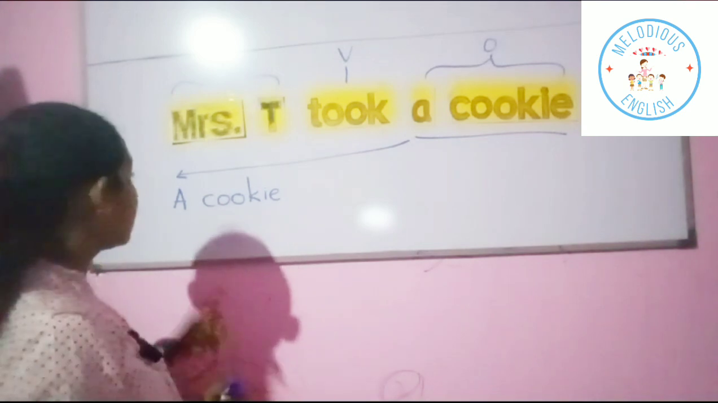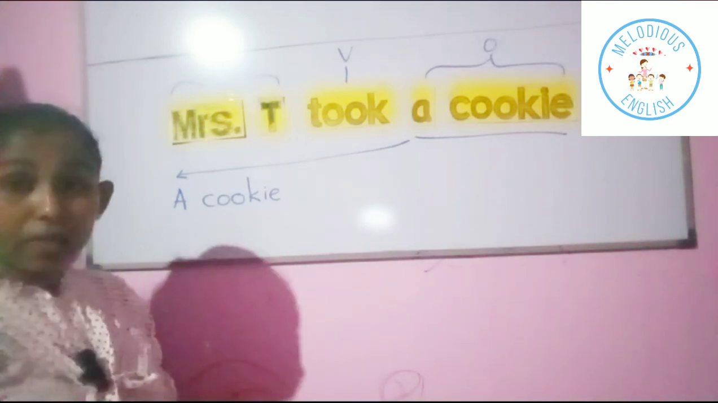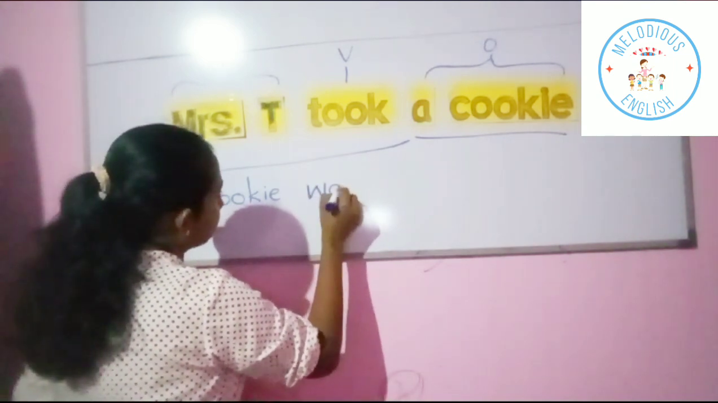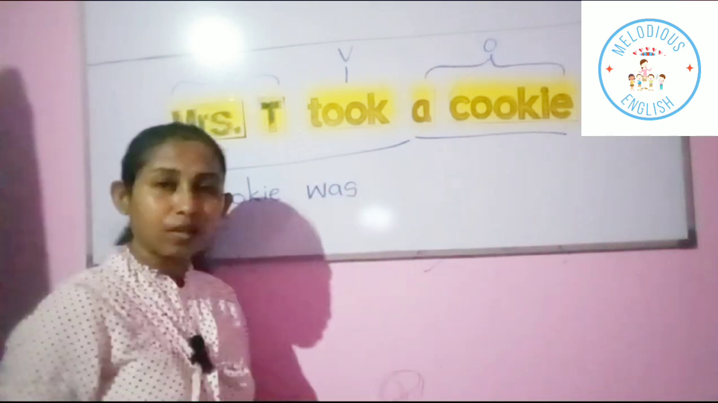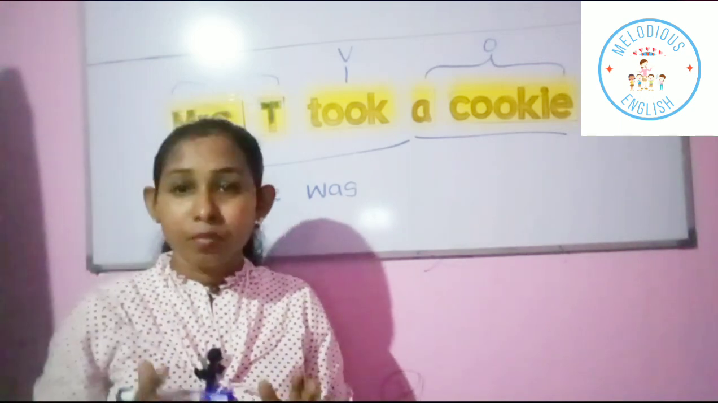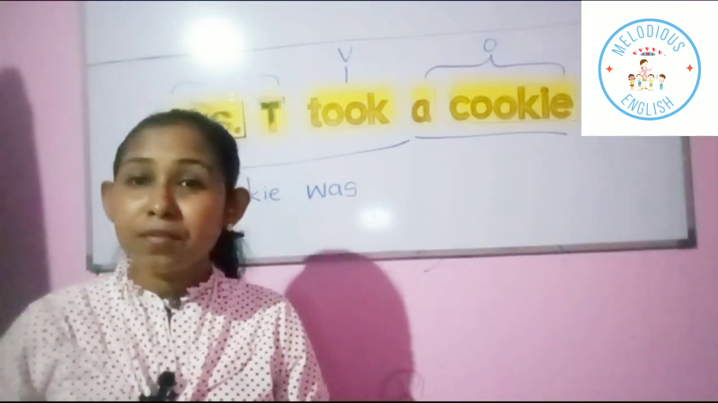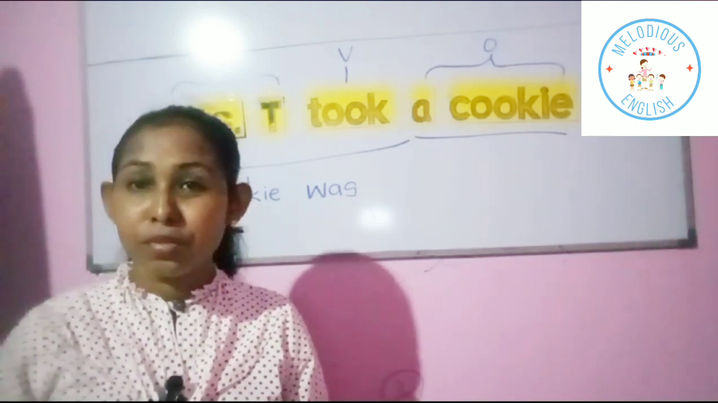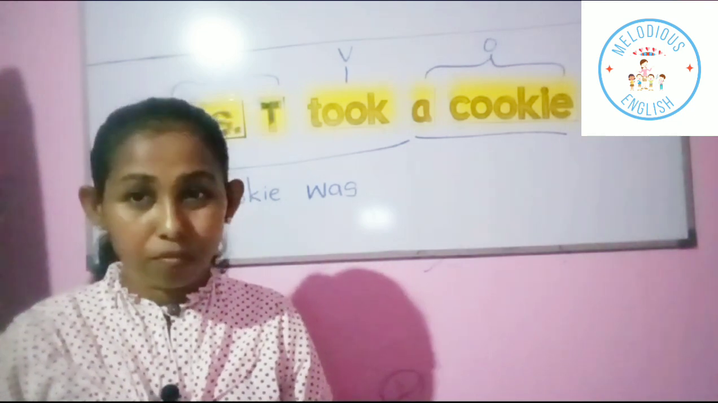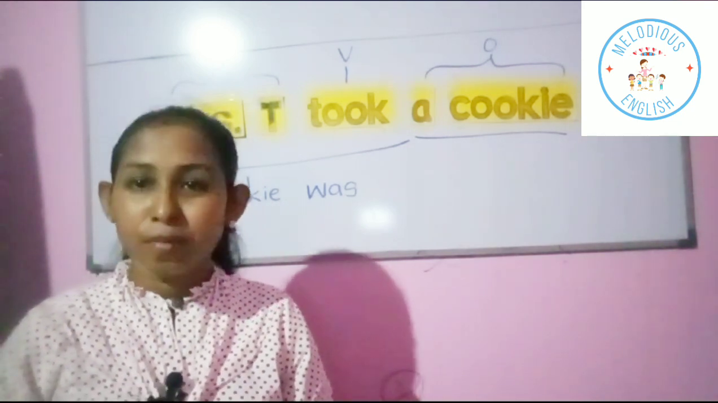According to this, for a cookie, we have to use was. Next, we have to write the verb. When we write a passive voice sentence, we don't use the base verb or simple past verb. We only use the past participle verb.